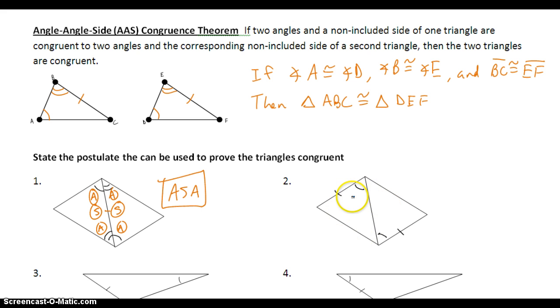In this example, I have a pair of congruent angles and a pair of congruent sides. And my third piece of information is this shared side, this reflexive side. So this is an example of side, angle, side. The angle is included between my two congruent sides. So I would use side, angle, side to prove these triangles congruent.